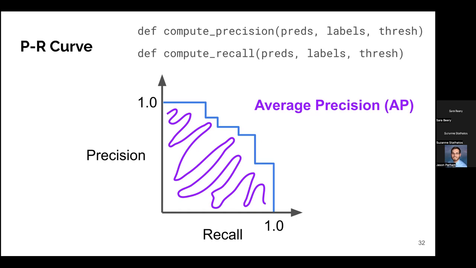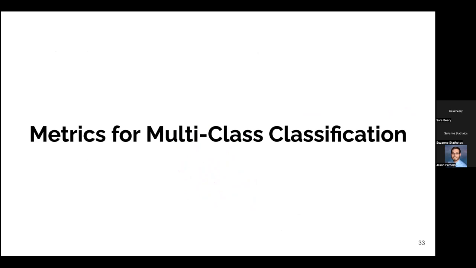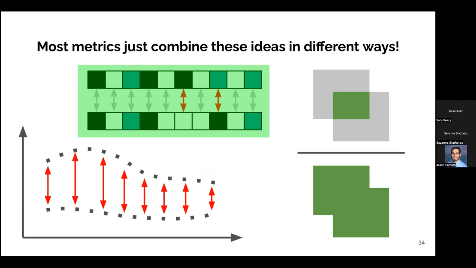Okay, so that's been binary classification. And we're going to turn to a couple of things specific to multi-class classification now. We're still in this realm of comparing discrete objects to each other. So we're going to have a list of labels and a list of class predictions.